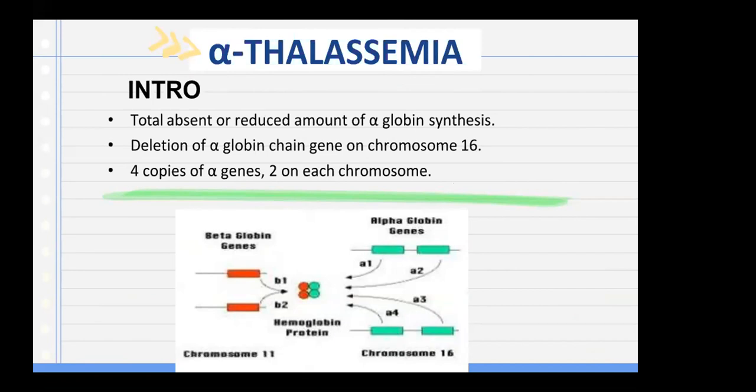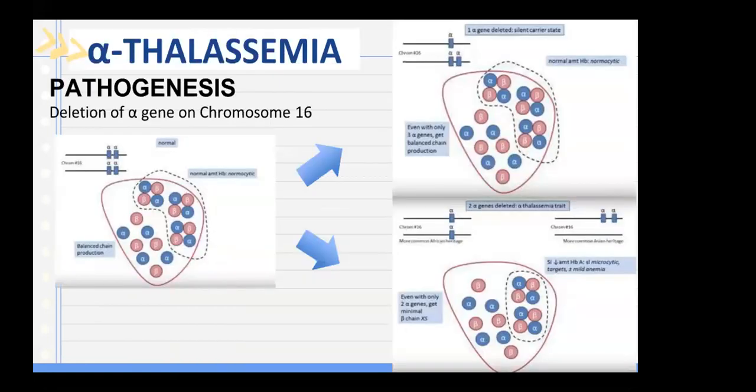There are 4 copies of alpha genes, 2 on each chromosome in normal people. But for thalassemic patient, the pathogenesis, when there is a deletion, either 1 or 2, we can see here, there is 1 deletion and this is 2 deletion. The symptoms might be low, presented with low symptom or normal due to the hemoglobin is produced normocytic, and even if 2 alpha genes deleted, it becomes alpha thalassemic trait. It is a microcytic with target cell, and it can have anemia or not.